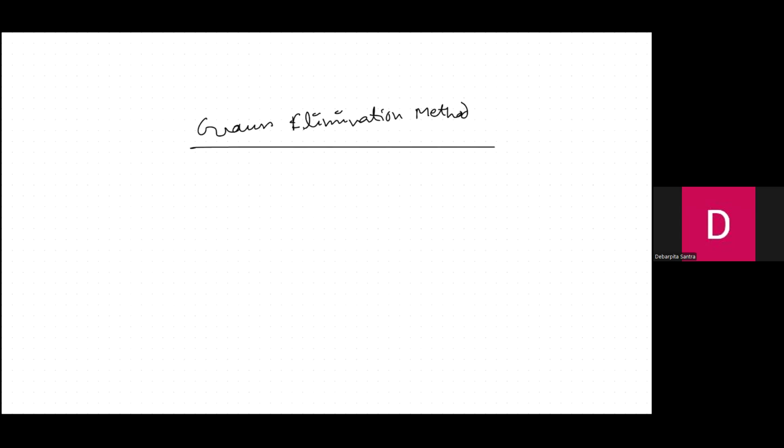Why is the Gauss elimination method used? The Gauss elimination method is used to solve a set of linear equations. Okay, a set of linear equations. So what is a set of linear equations? A set of linear equations is a group of equations which are linear and have various unknown factors.